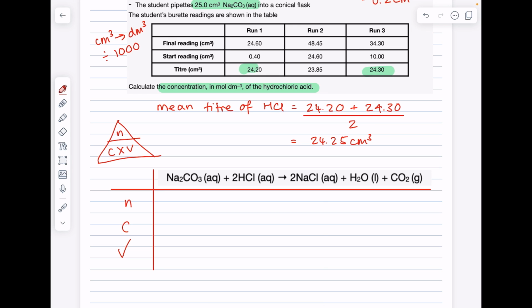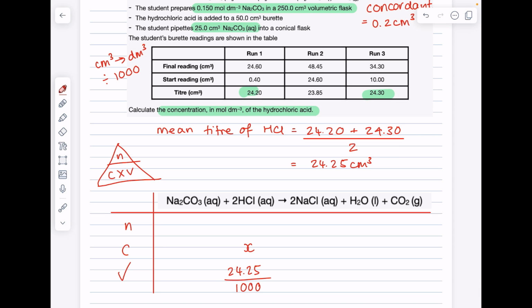We're after the concentration of hydrochloric acid, so that means that's our X value. We just found the volume of hydrochloric acid added, which was 24.25. Because that's in cm³ and I need it in dm³, I'm going to divide by 1000. Our sodium carbonate, we were told we had a concentration of 0.15. The volume added was 25 cm³. Again, that needs to be in dm³.